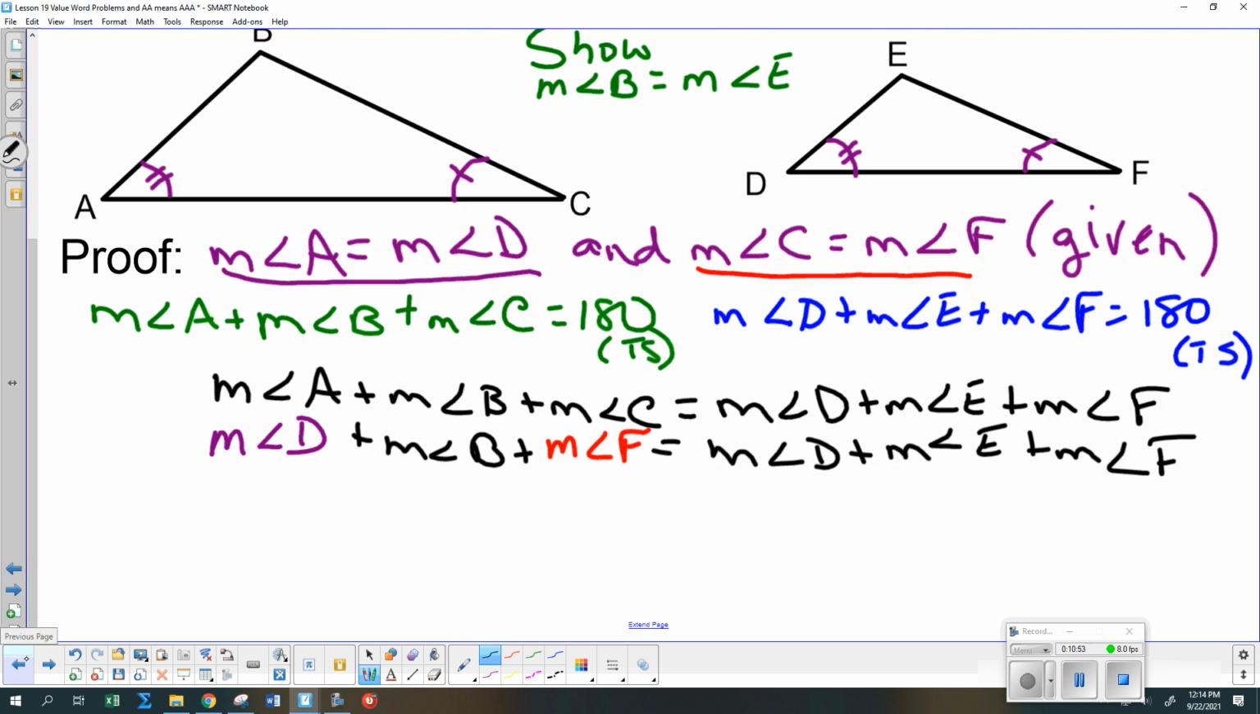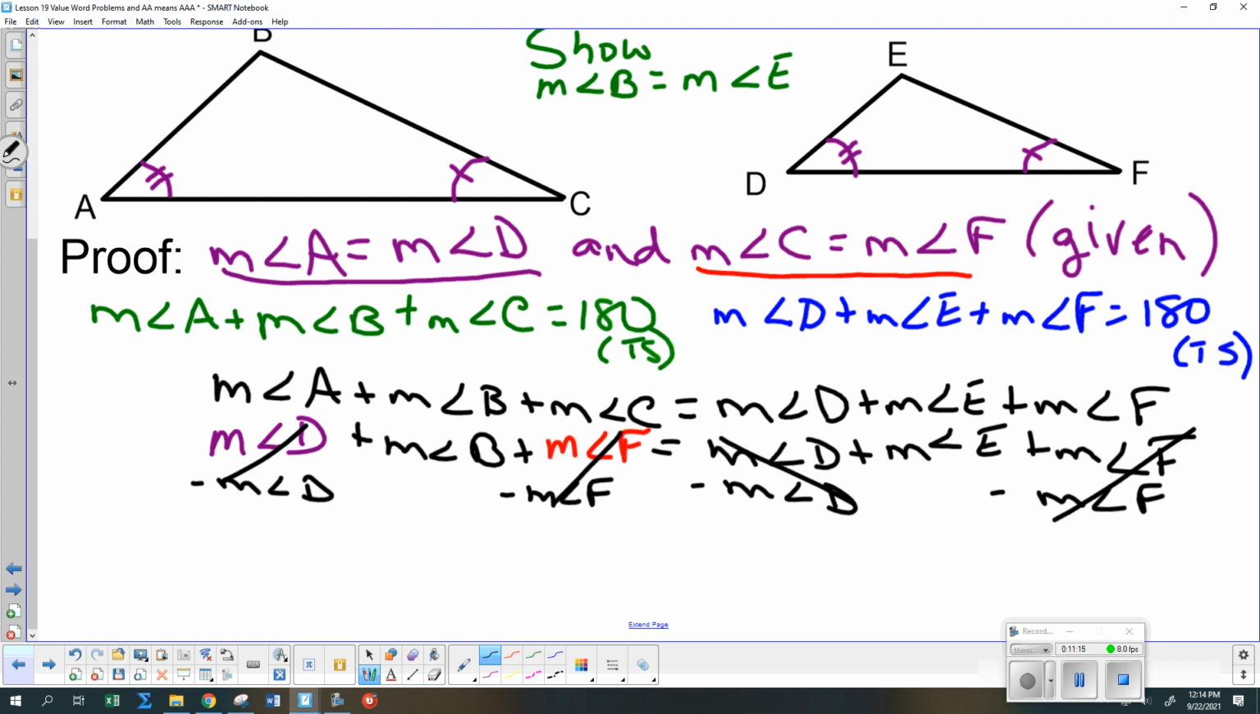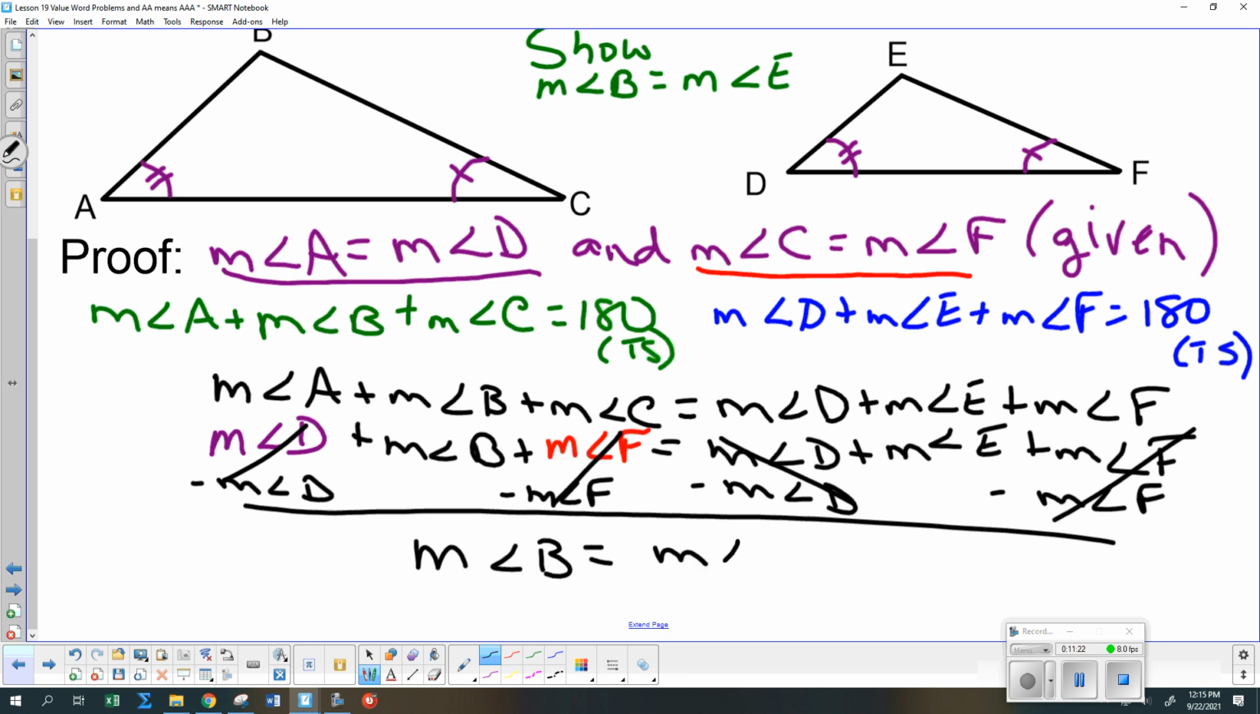Anybody see some of the same things on both sides of the equal sign? So I'm going to subtract them or cancel them. If I subtract the measure of angle D from both sides, those go away. If I subtract the measure of angle F from both sides, those go away. And that leaves me with the measure of angle B equals the measure of angle E, and that's what I wanted to prove.